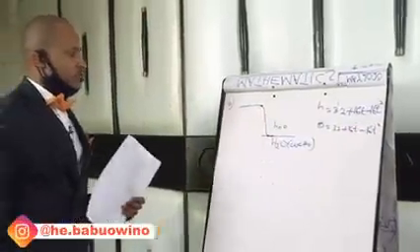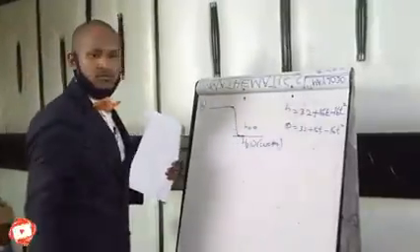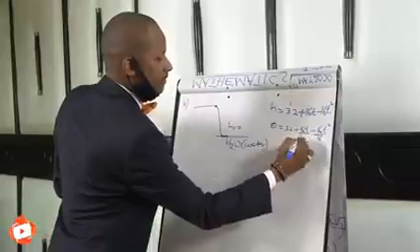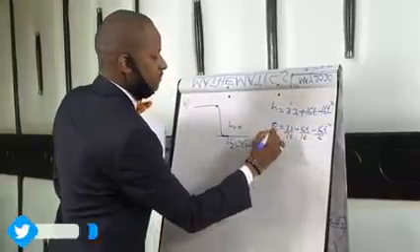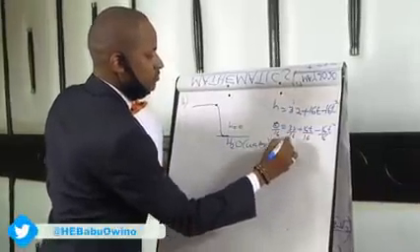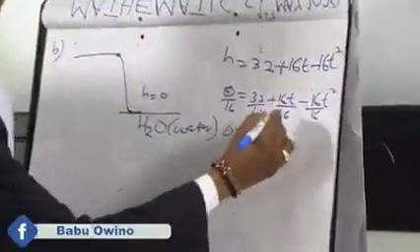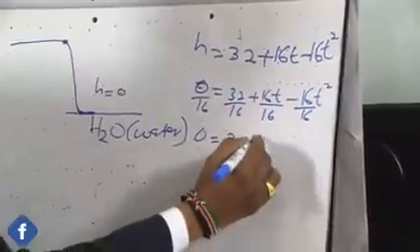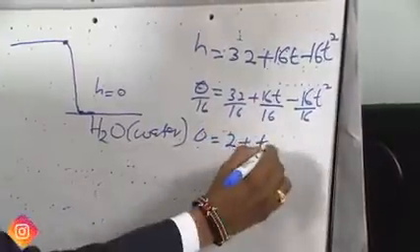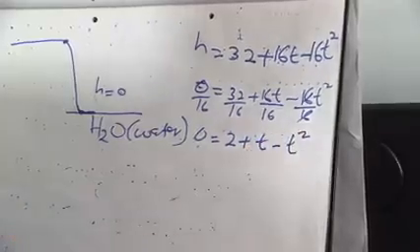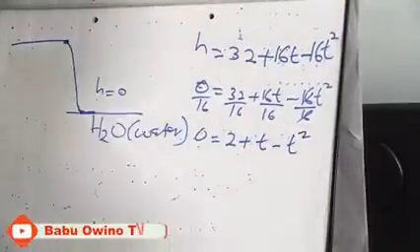With this equation, we can simplify it further because we have a common value here, 16. So we divide by 16. 0 divided by 16 is 0, equals 32 divided by 16 is 2, plus 16t divided by 16 is t, minus 16 divided by 16 is 1, 16t squared divided by 16 is t squared.